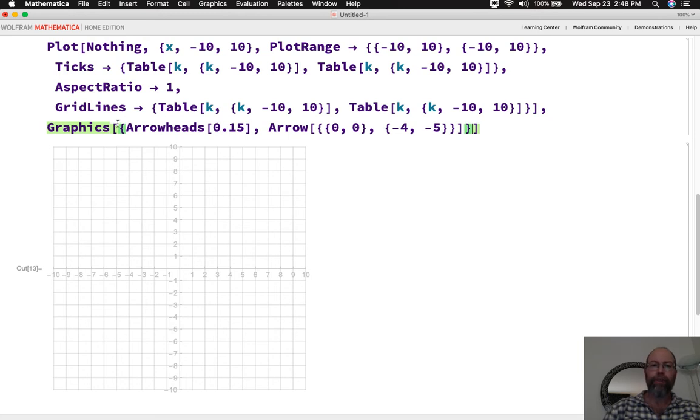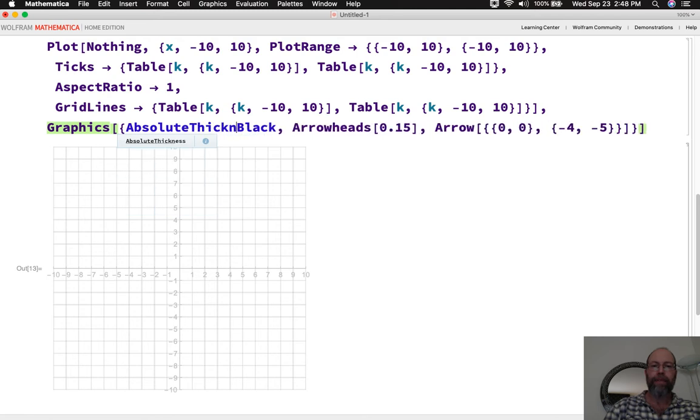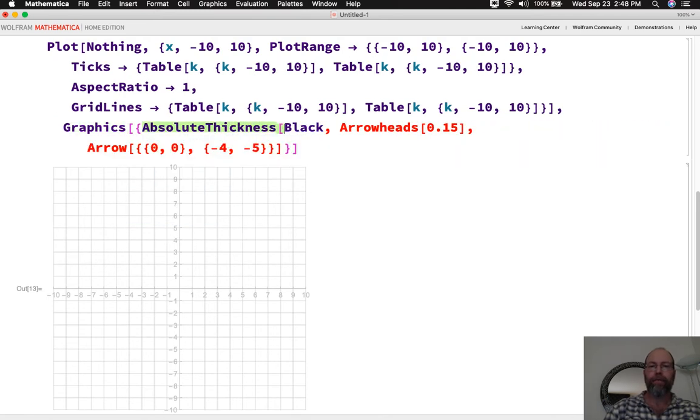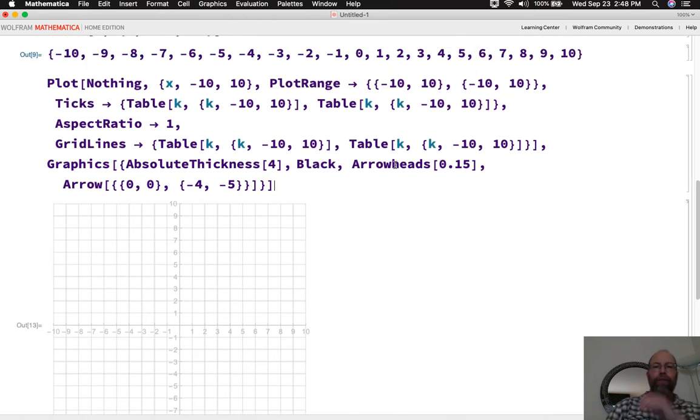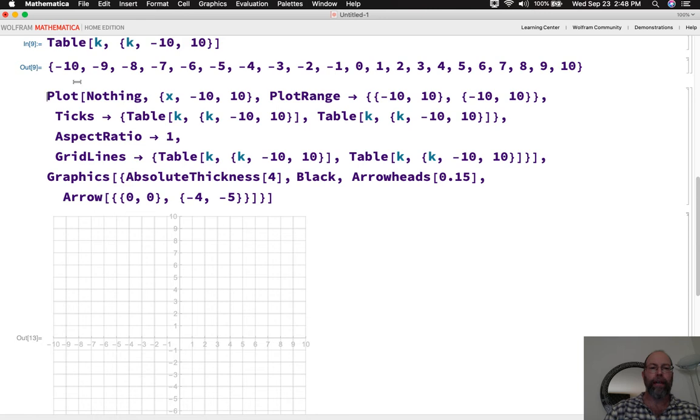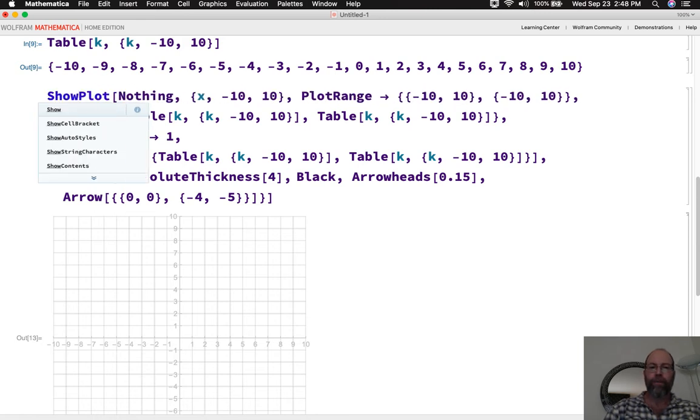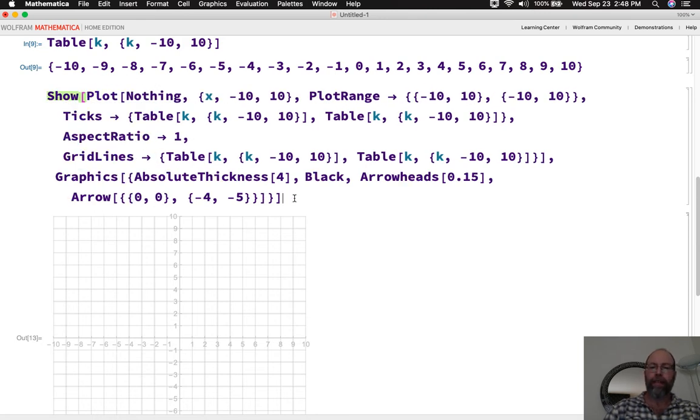Okay, I'm going to include specifications. I want the color to be black, and I want it to be pretty thick. Absolute thickness, how about 4? I think that'll look pretty good. And if I'm combining 2 pictures, I need to use the show command. Show, because I'm actually combining 2 pictures. Shift, enter.